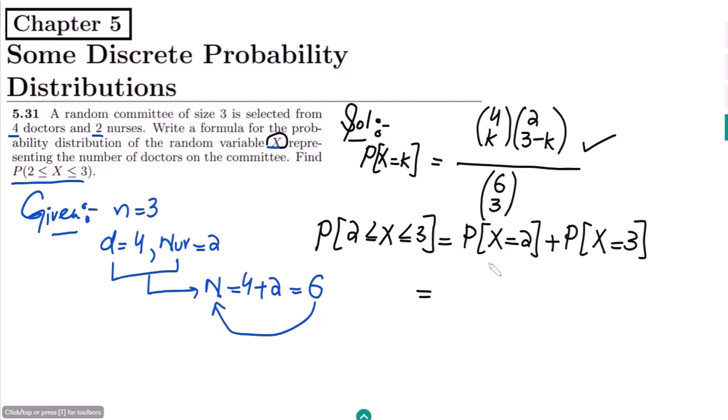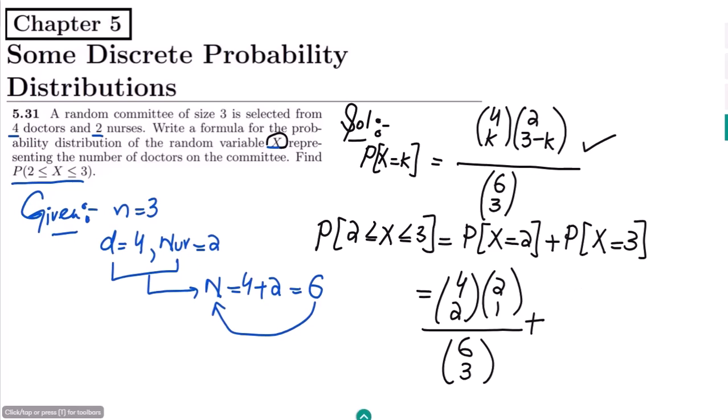Writing the values, for the first one it would be 4 choose 2, and here 2 choose 3 minus 2, so 2 choose 1, divided by 6 choose 3. Similarly for x equal to 3, I will have 4 choose 3, and here 2 choose 0, whole divided by 6 choose 3.